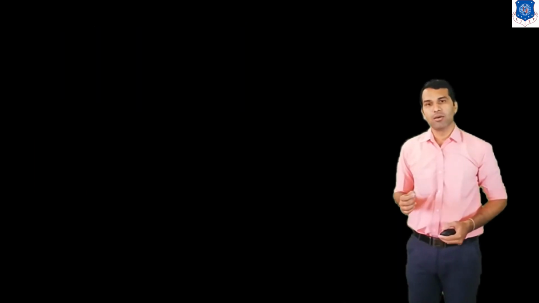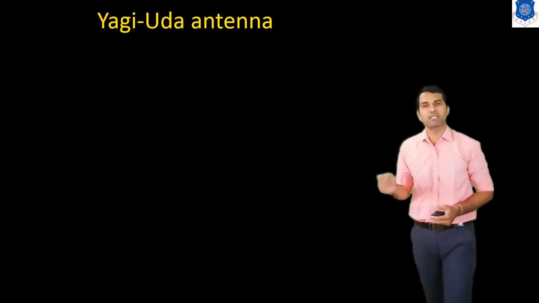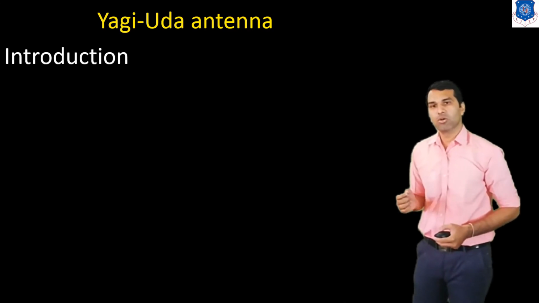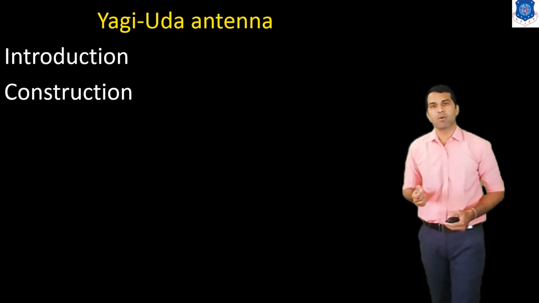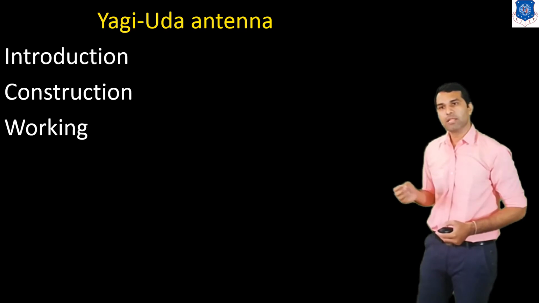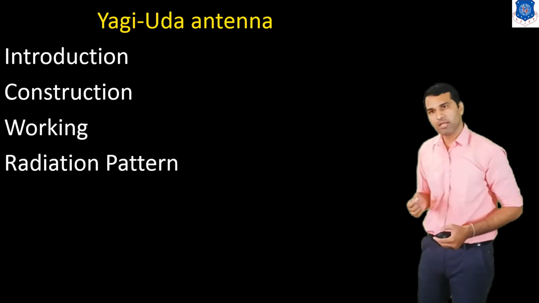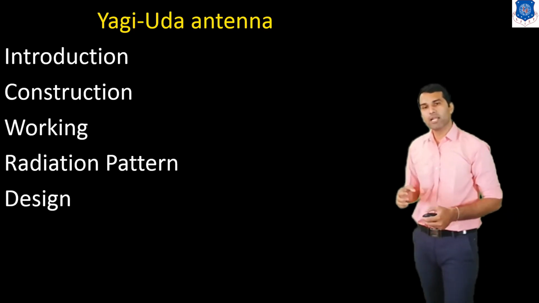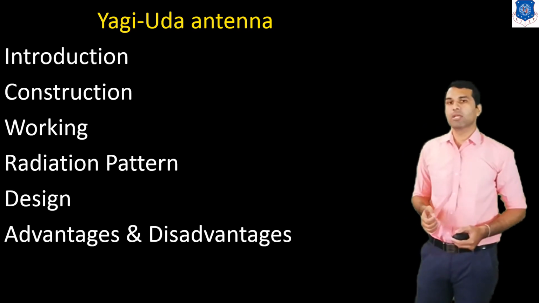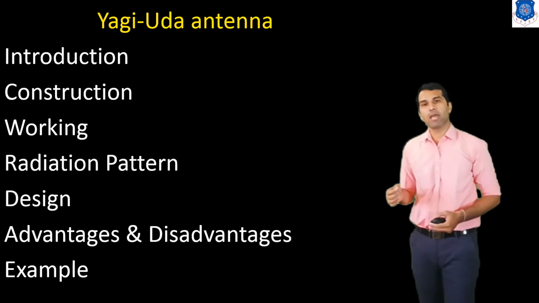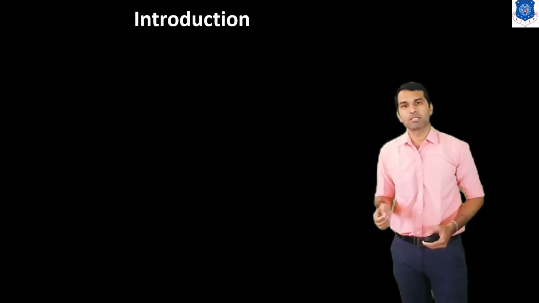Now in this lecture, we discuss the Yagi-Uda antenna. And we know that the Yagi-Uda antenna is the best example of the parasitic element. So in this lecture, we discuss the introduction of the Yagi-Uda antenna, then the construction, then the working, then the radiation pattern. Then we discuss how we can design the Yagi-Uda antenna, and its advantages and disadvantages. And last we discuss an example of the Yagi-Uda antenna. So now we start with the first one, the introduction of the Yagi-Uda antenna.